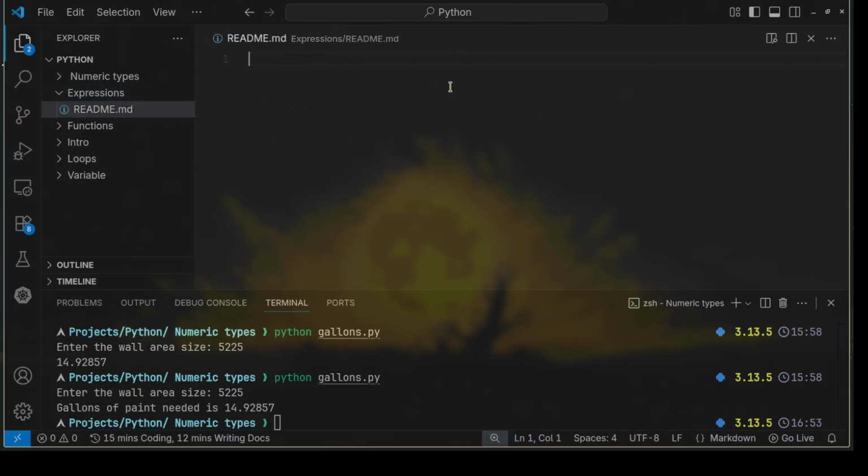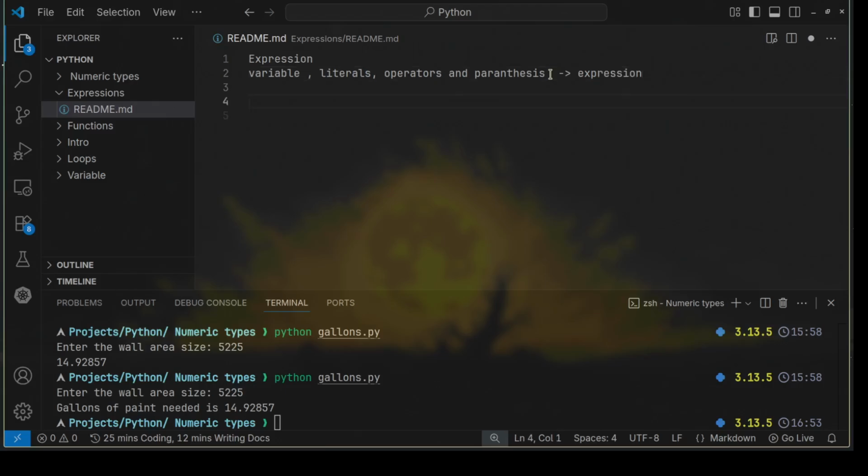Now, what's an expression? An expression is a combination of items like variables. We talk of variables initially, we talk of literals, we talk of operators and parentheses. The combination of all these together forms an expression.